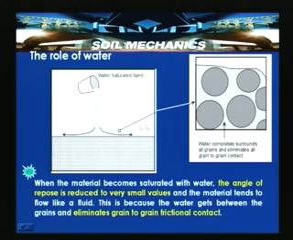Similarly, when the material becomes saturated with water, the angle of repose is reduced to very small values. Here, if you see, the angle of repose is reduced, and the water occupies the space between the grains and the grain contact is lost. So, the frictional angles have reduced to very low values, and the material tends to flow like a liquid. This is because the water gets between the grains and eliminates the grain to grain frictional contact. When this happens, it starts flowing.